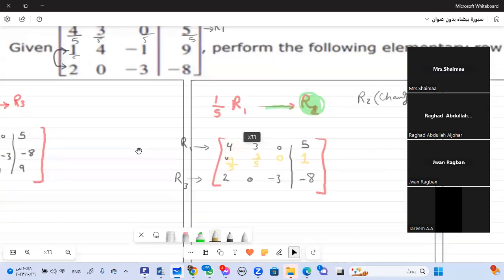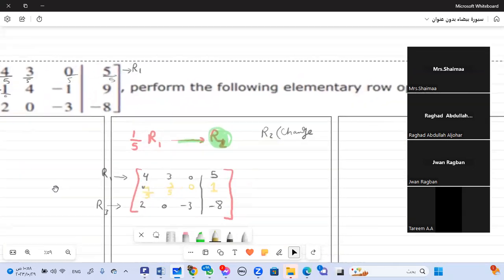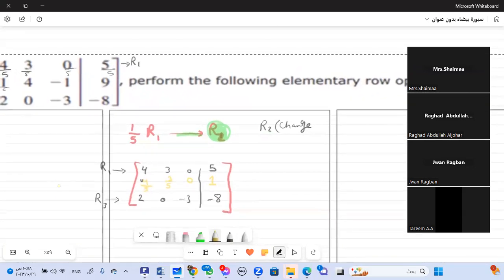Any problem about this idea? If I ask you about R1 to change R2, remember that R2 will be changed, and R1 and R3 keep as it is. Okay. Another one.